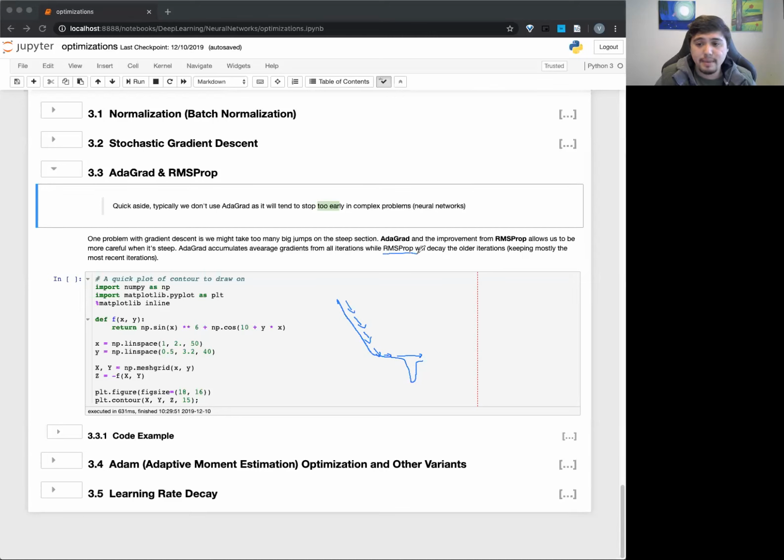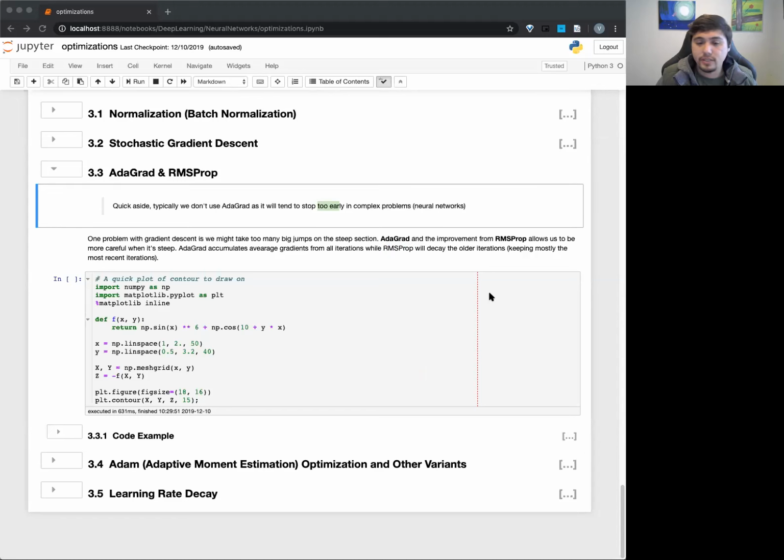RMSprop has kind of the same idea, except instead of keeping all the iterations and averaging over them completely, it'll basically decay the older iterations. So these older iterations are kind of forgotten over time. The idea is that you care most about where you were most recently, and then you add in that we had stuff in the past, and you keep that in mind. So RMSprop is generally used over Adagrad. Adagrad pretty much is not used at all.